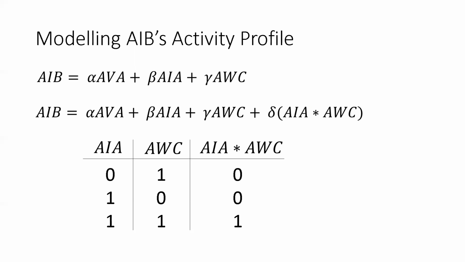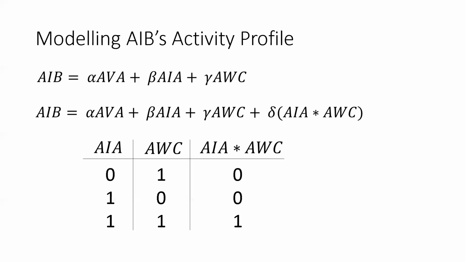On the bottom here, we can see that if we have no information coming from AIA, represented as a 0, but we have information from AWC as a 1, or vice versa, where AIA has information, but AWC is providing no information, we see that this term doesn't contribute to the activity of AIB. However, when we have both AIA and AWC activated, this term comes into play, and it provides that super summation activity that we saw in the rat cortical neurons.